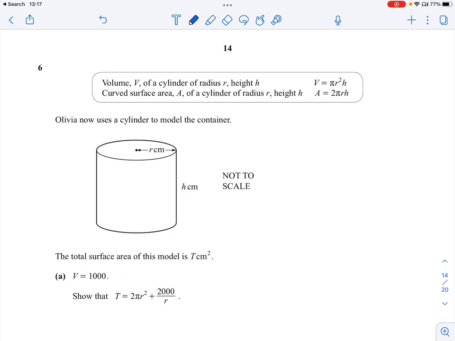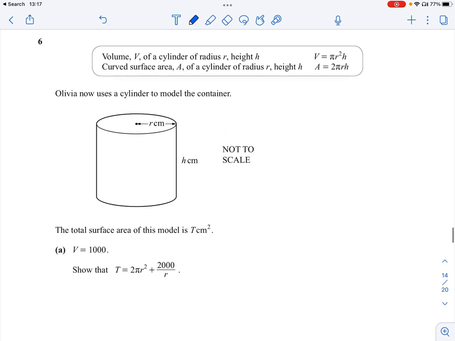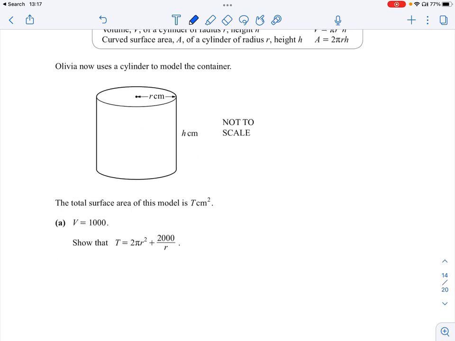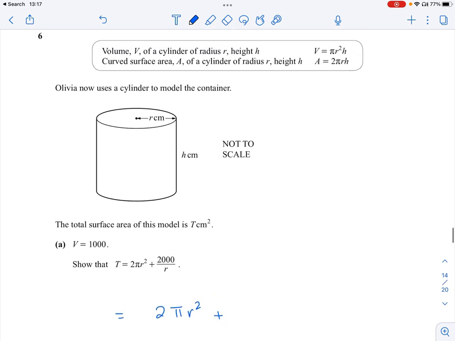Next, the volume of a cylinder of radius r and height h is given. The curved surface area is given by 2 pi r h. The total area of the surface of this model is T. Volume equals 1000. Show that T equals 2 pi r square plus 2000 upon r. So basically total surface area is 2 pi r square, top circle plus bottom circle, plus the curved surface area.